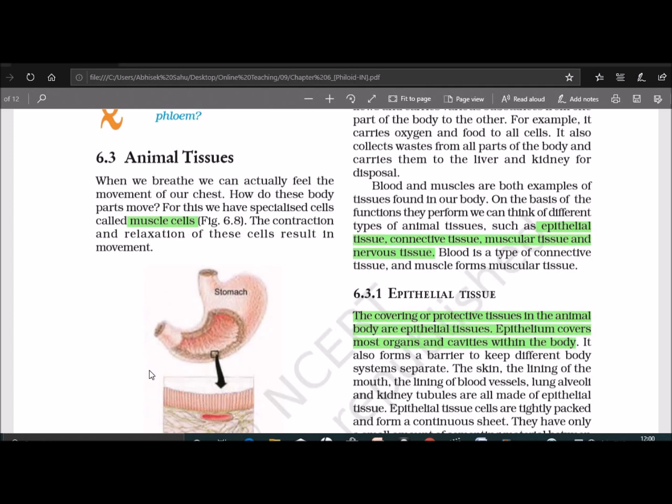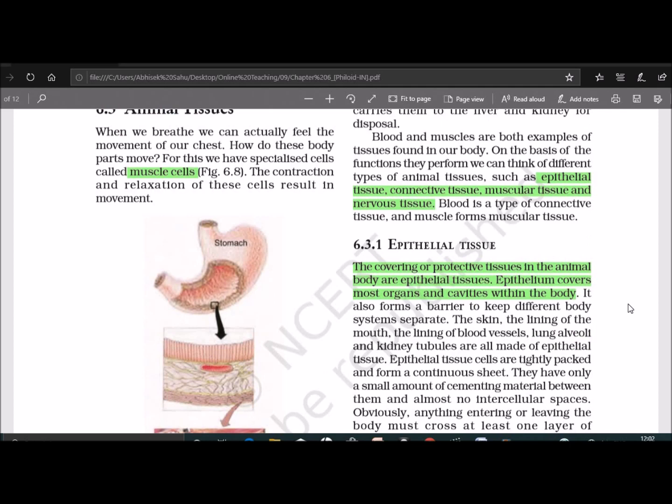Today, in this video, we will discuss animal tissue. When we breathe, we can actually feel the movement of our chest. We can feel this movement because it contains specialized cells called muscle cells. The contraction and relaxation of these cells result in the movement. Blood and muscle are both examples of tissues found in our body.